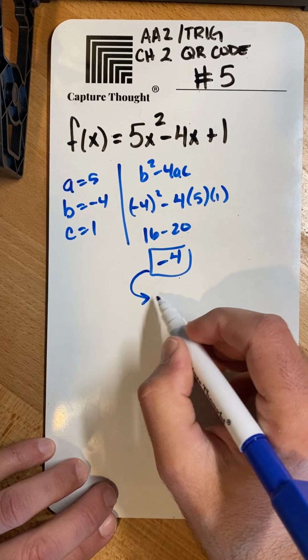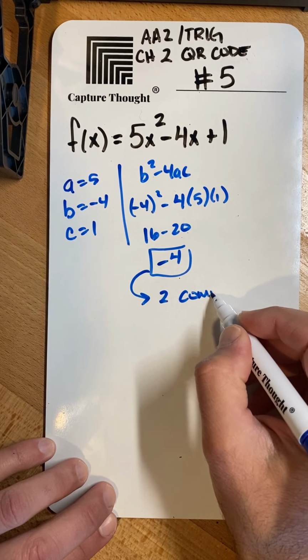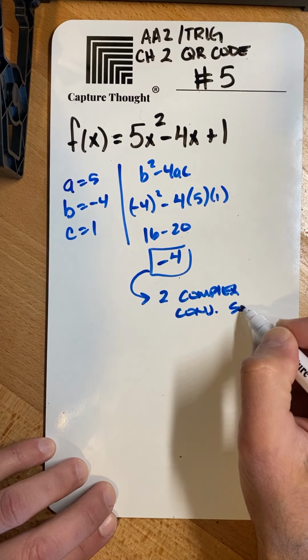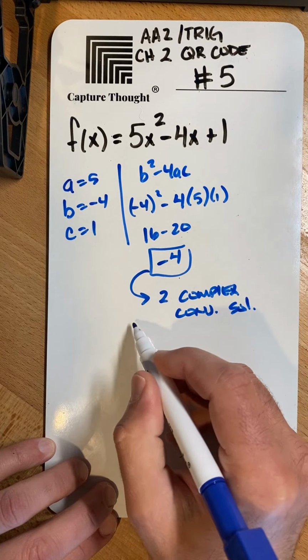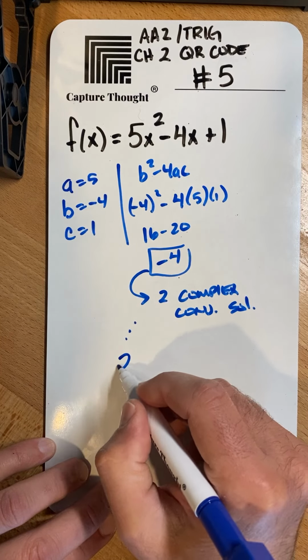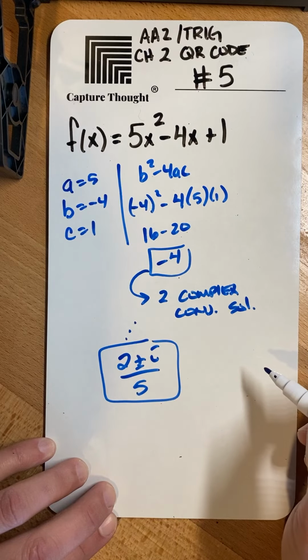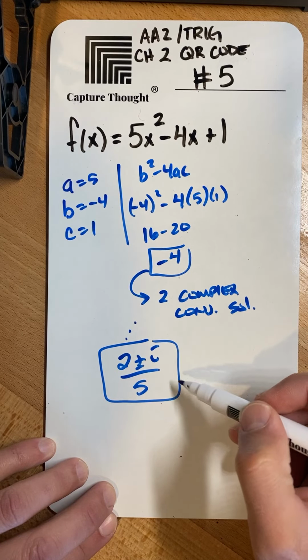So that tells me that there are going to be two complex conjugate solutions. So what that means is, if you actually did the algebra out, you would end up seeing this. It'd be 2 plus or minus i over 5. Those are complex numbers. These are not real numbers.